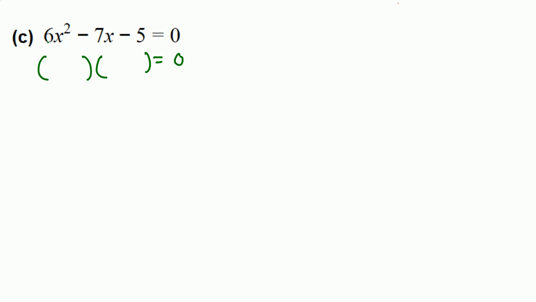Okay, 6x squared. 6 has a couple of choices. Maybe 2 times 3 or 3 times 2, or 6 times 1. I don't know. We need to try. And 5 times 1. So for 6, let's say 2x, 3x, and 5 times 1. And to get negative 5, one is negative, the other will be positive. We don't have to worry about the first and last terms. Let's FOIL, distribute, and see if we get the middle term.